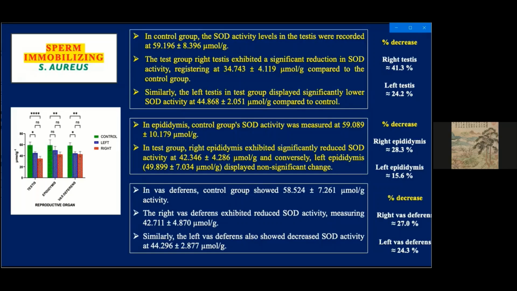Similar kinds of results were seen in the case of the tissue homogenates of mice administered with sperm-immobilizing Staphylococcus aureus, where the level of SOD was much lower in the right set of organs as compared to the left set of organs, and more so in the testes as compared to epididymis and vas deferens.